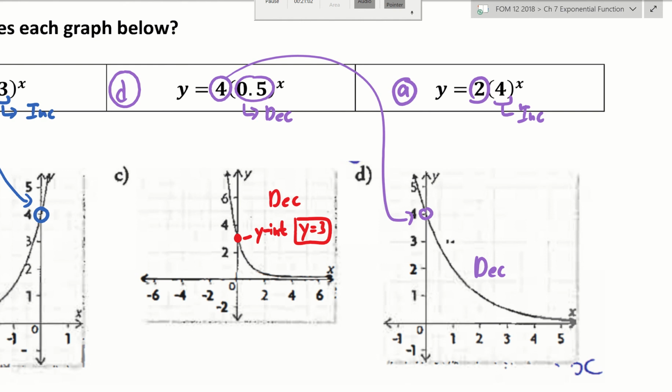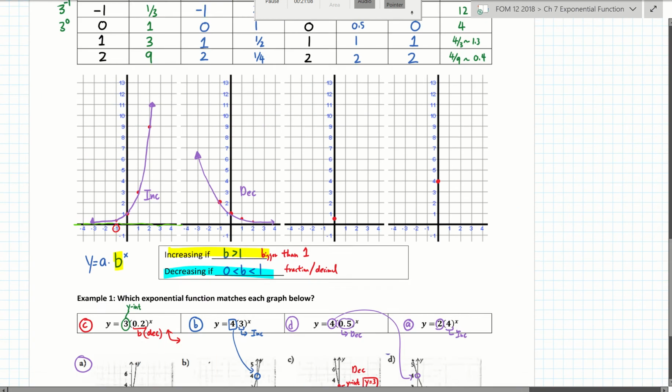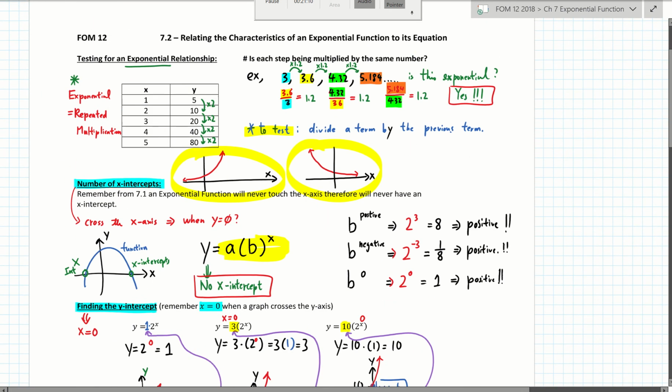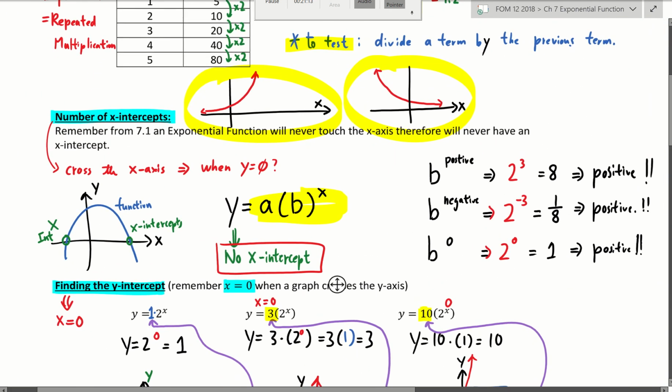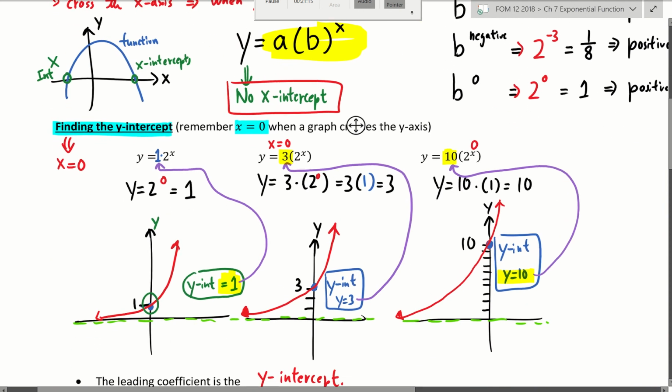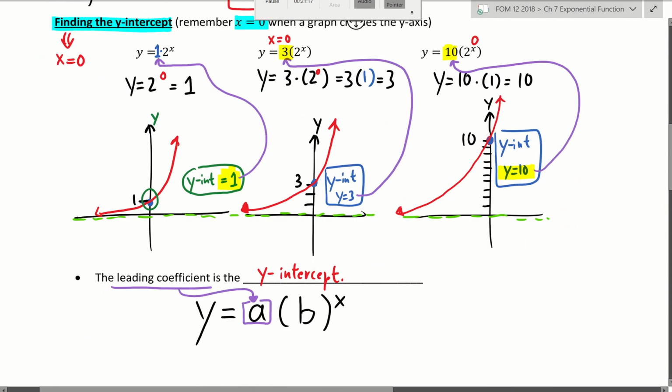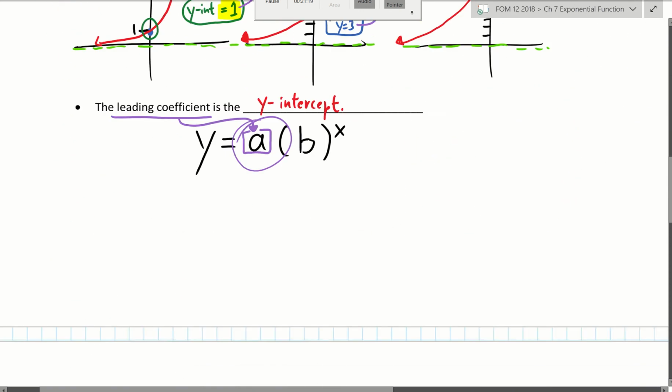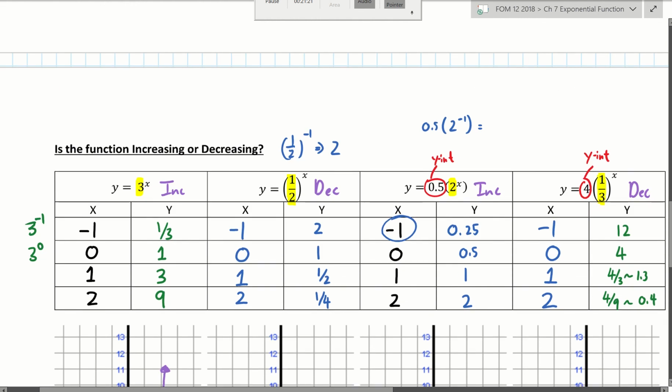Okay, so if they ask you for the y-intercept or x-intercept, remember what we have so far: x-intercept, nothing. For the y-intercept, look at the leading coefficient, which is the a term. For increasing or decreasing, look at the base. If it's bigger than 1, it's increasing. If it's less than 1, then it's decreasing. It's actually not that difficult.